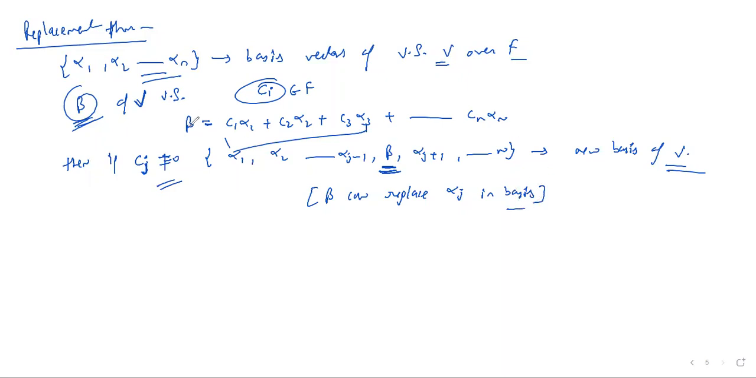I have a vector b. This is represented as a linear combination of the basis vectors, and among the scalars, if I have a scalar whose value is not equal to 0, then I can replace the vector corresponding to this scalar by our vector beta. Let's see it by an example.